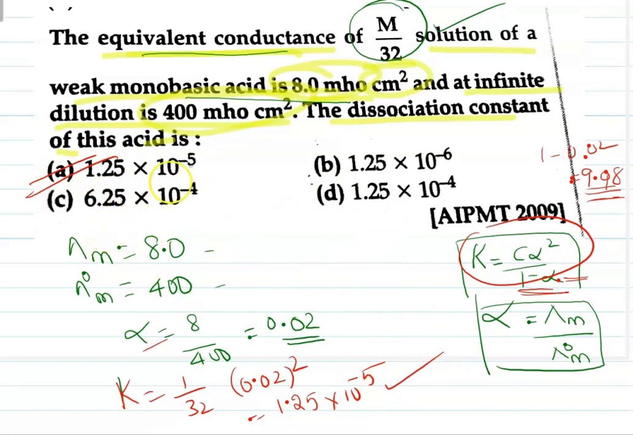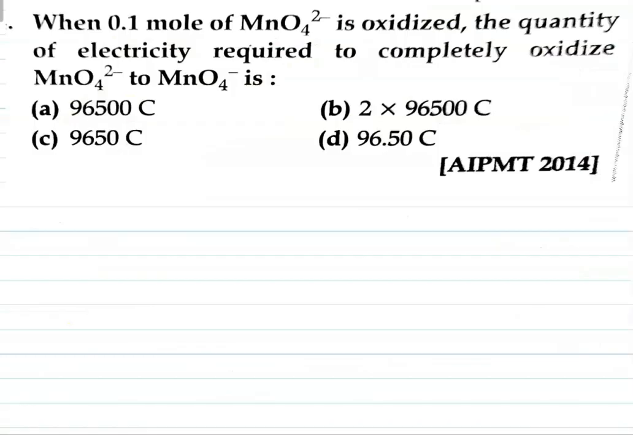Very simple. You are given lambda m, lambda naught m is also given. Just calculate alpha. You just need to calculate some constant. So just substitute here and get the answer. So simple question again. Next one.